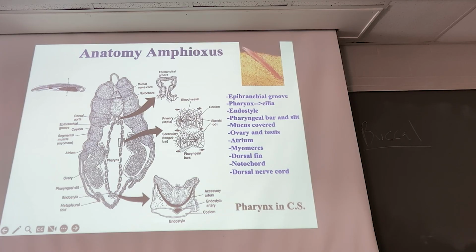These guys are dioecious, which means you have male and females, right? Remember, dioecious, two houses, so you have separate sexes, male and female sexes. So far, so good?